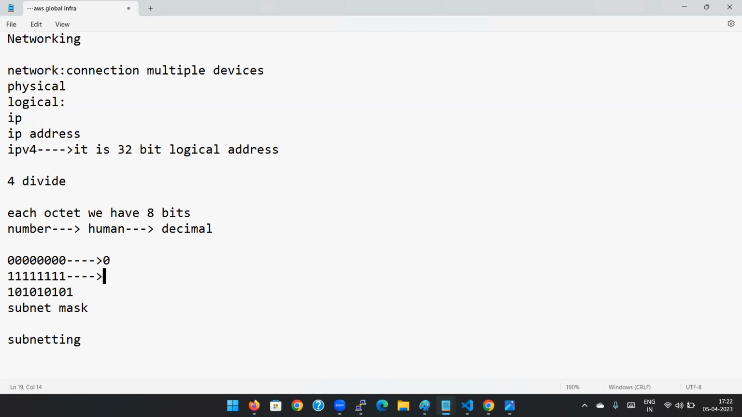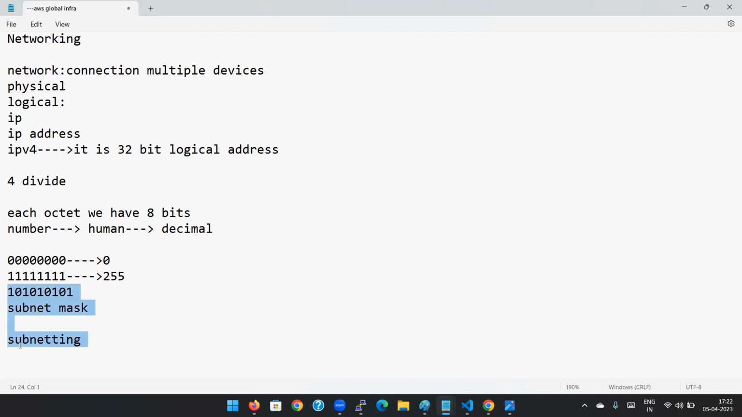If there are all ones in the decimal format, 2 raised to 8... 2 raised to 7, sorry. So in the decimal format, it will be represented in the form of 255. It is not 2 power 7, it is 255.